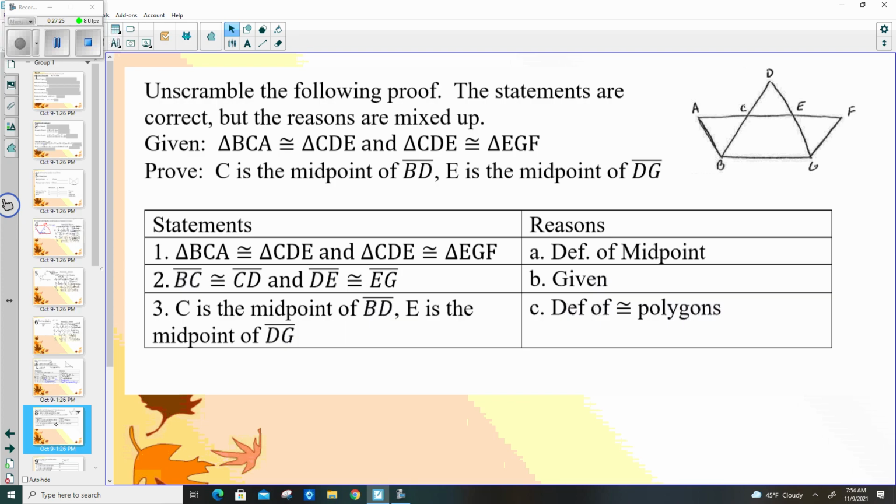All right, again, these statements are in the right order. Number one statement is triangle BCA is congruent to triangle CDE, and triangle CDE is congruent to triangle EGF. My reasons are not in the correct order. What reason should I have for that first statement? The given. That is exactly the same as what was up here.